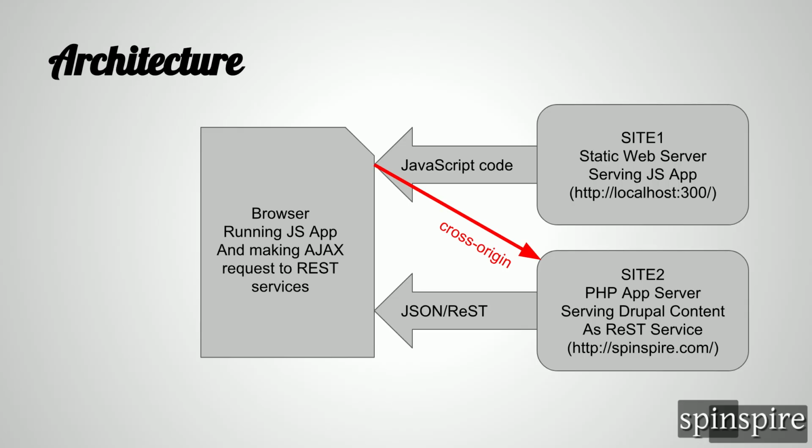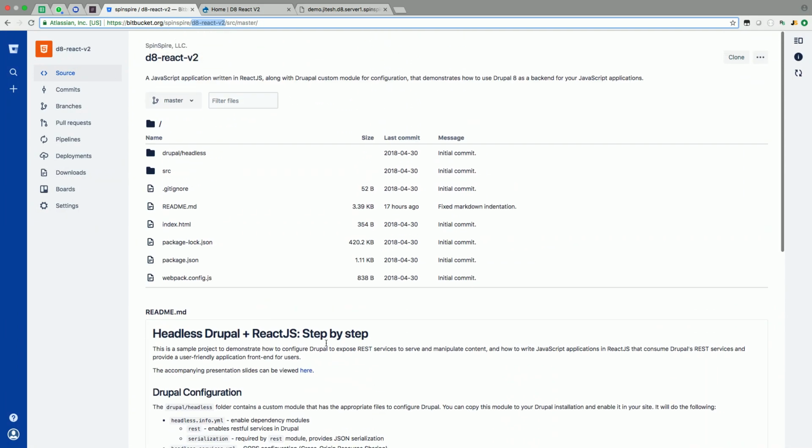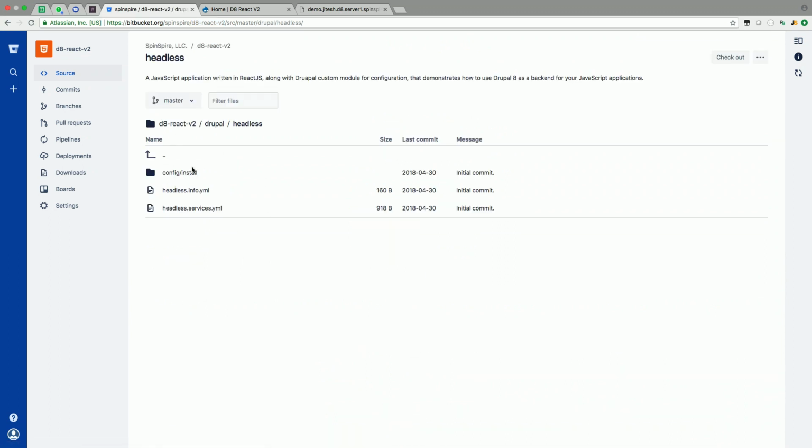So now let's get back to what we were trying to do. Here we should talk about where the source code is. It's right there, bitbucket.org/spinspire/d8-react-v2, version 2. Okay, there is a custom module. Once you download the source code, I can show you. So here, in the Drupal/headless directory, there is a custom module.